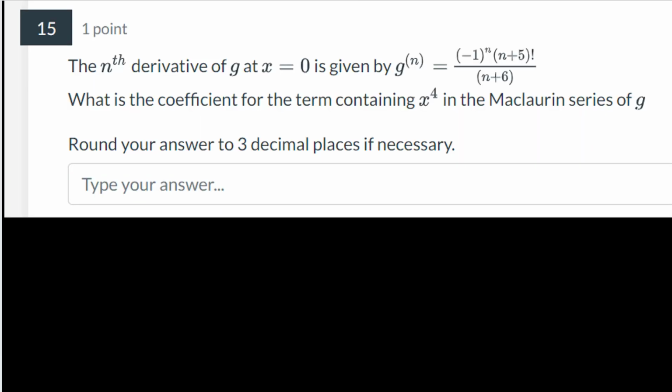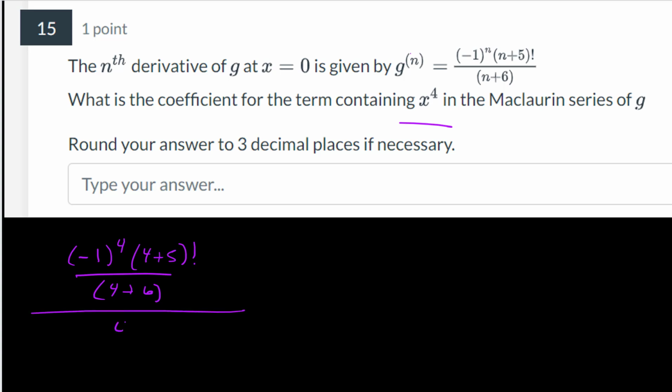Last but not least, number 15, the nth derivative of g is given by this function, and we want to find the coefficient containing x to the fourth in the Maclaurin series. So Maclaurin series means it's going to be centered at 0, so that's helpful. We need to get the fourth derivative, so we're going to put 4 in here for n. So we're going to have -1 raised to the 4. We're going to have 4 plus 5 factorial over 4 plus 6. And then after that, we're going to have to divide that whole thing by 4 factorial. So you just have to do this calculation and put it into Desmos or put it into your calculator.